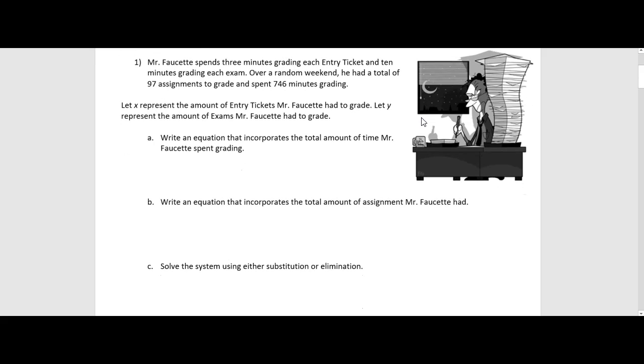First problem says Mr. Fawcett spends 3 minutes grading each entry ticket and 10 minutes grading each exam. Over a random weekend, he had a total of 97 assignments to grade and spent 746 minutes grading. So we're going to let X represent the amount of entry tickets Mr. Fawcett had to grade, and let Y represent the amount of exams Mr. Fawcett had to grade.